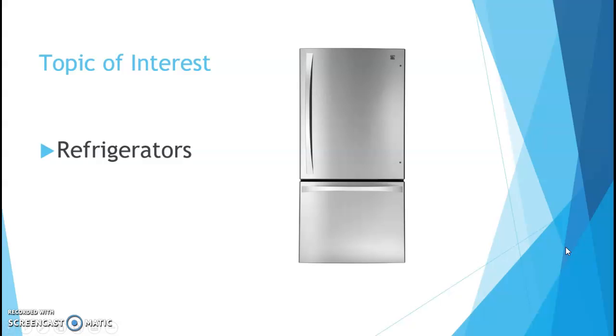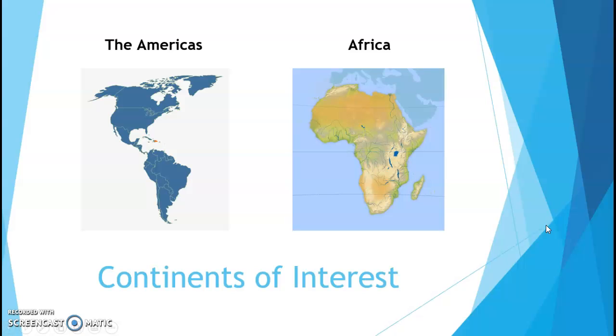For the topic of interest for my project, I chose refrigerators. This is something that I personally see as a necessity, so I wanted to compare how different continents around the world have access to these items. Looking at the continents of interest, I chose the Americas, which in the Dollar Street data represents both North America and South America as one continent, and Africa, which is just a continent by itself.